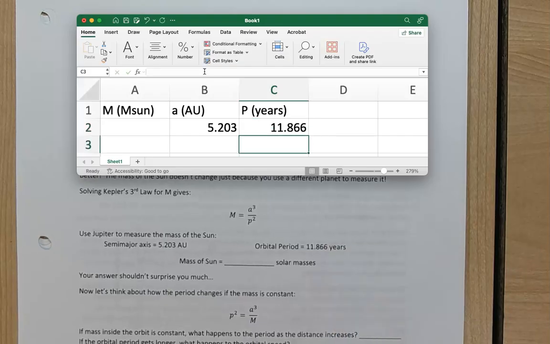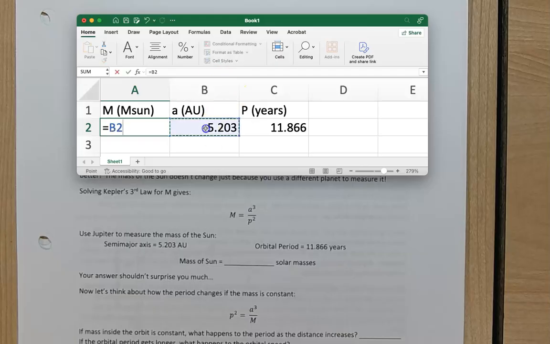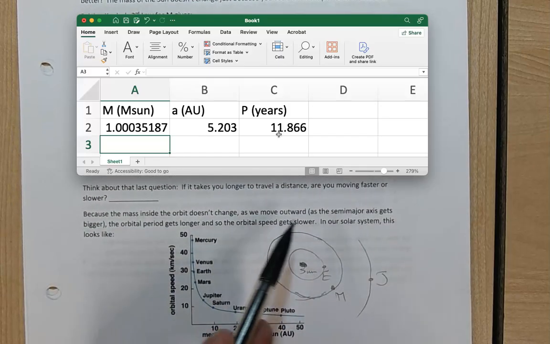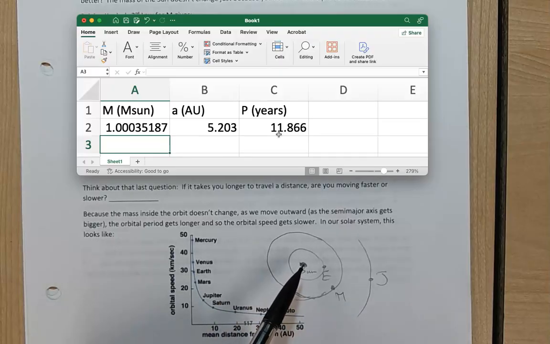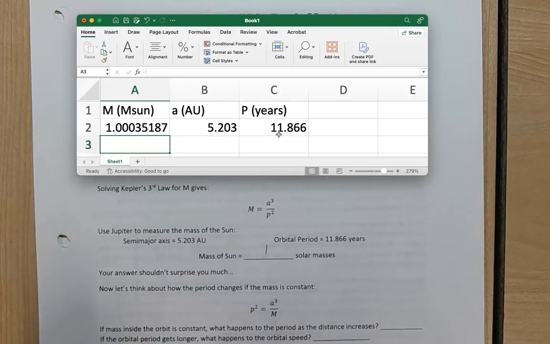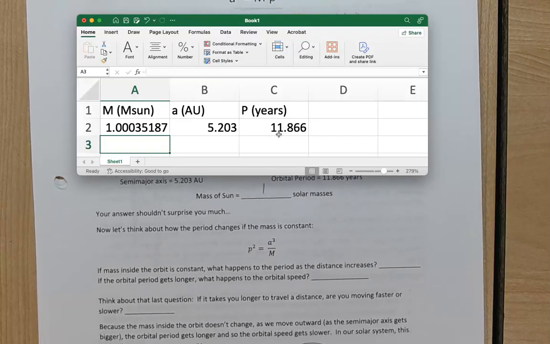11.866 years, and then the mass is what? The mass equals the semi-major axis cubed divided by the period squared. Well, surprise, surprise. The mass that is enclosed inside of Jupiter's orbit is one solar mass. Of course it is, because the mass inside of Jupiter's orbit is just the sun. Right, so, one solar mass it is.